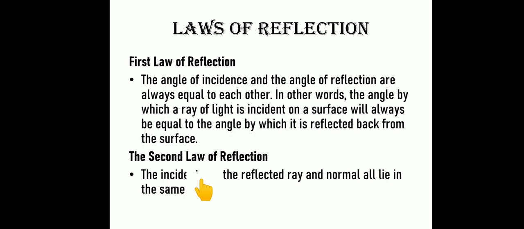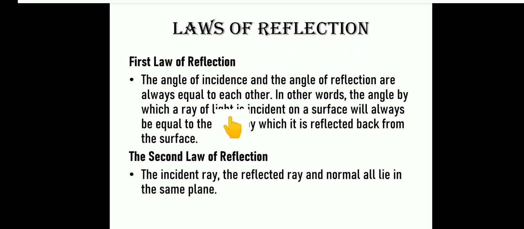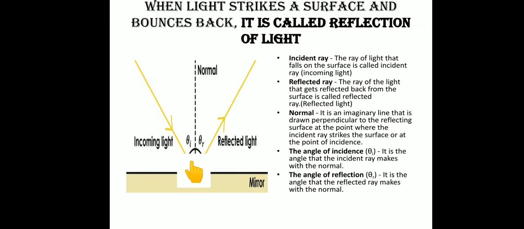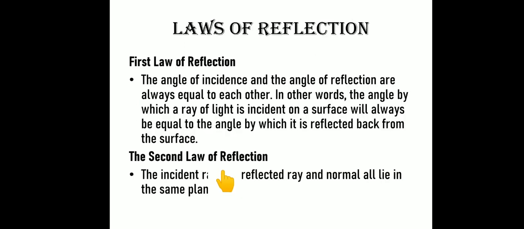What are the laws? We call them the laws of reflection. The first law states that the angle of incidence, the incident ray, the reflected ray and the normal all lie on the same plane. The second law says that the angle of incidence and the angle of reflection are equal, meaning angle 1 is equal to angle 2. The same thing is written here.